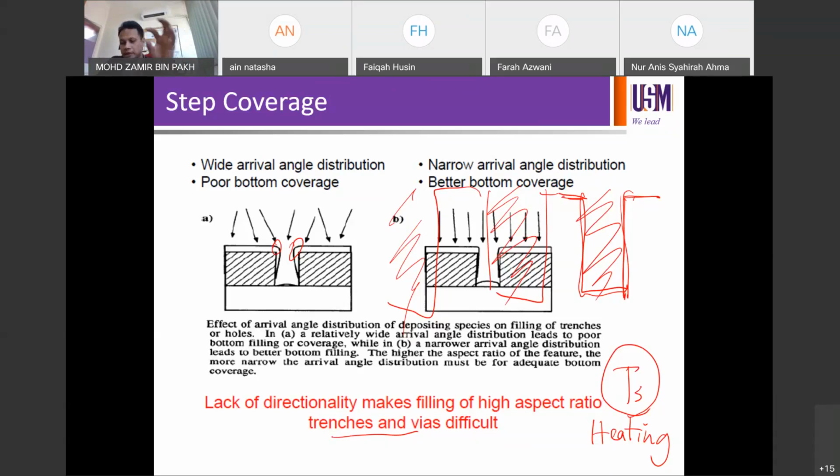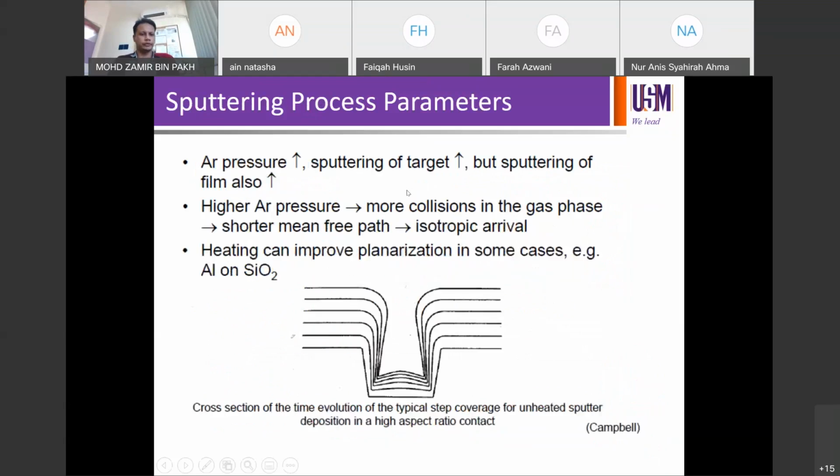So that can minimize the problem, because if you can move the atoms that have landed on the features, you can actually play around with the conformality of the deposition. If you don't use any heating, then whatever landed on the features will stay there forever. Okay, so annealing can be done to some extent. It can help. Same thing, right? This one is the coverage problem that we've seen just now.